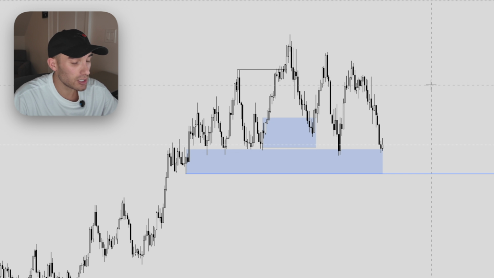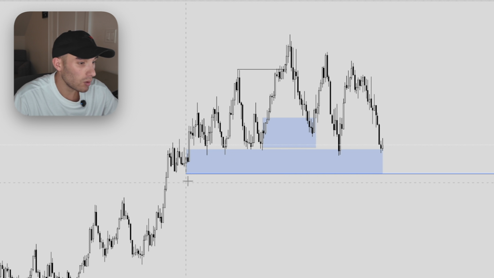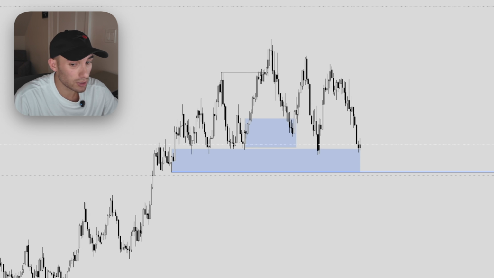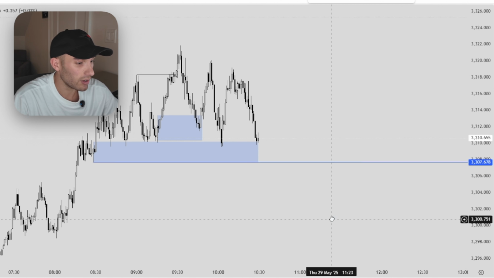This is when patience and discipline is very, very important. We only want to buy below this low, period. That's it. It's as simple as that, guys. There's no ifs, ands, or buts. It's a strict plan. It's a strict rule. We want to buy below 3307, okay?